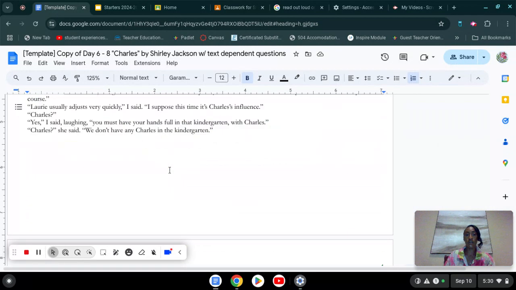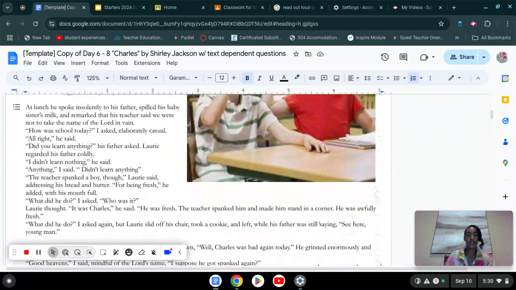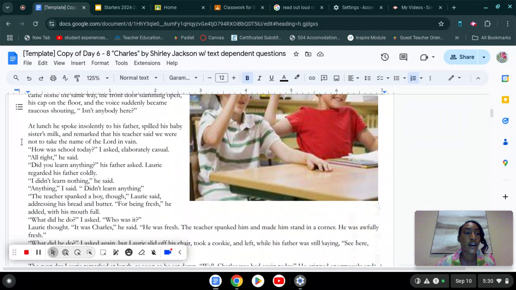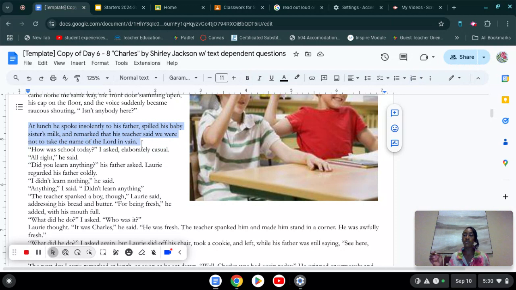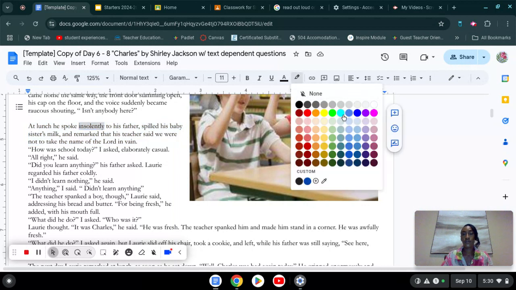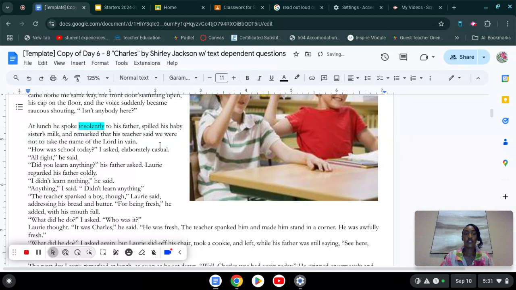All right, so let me go all the way back up. I'm on paragraph number 2. "At lunch, he spoke insolently to his father, spilled his baby sister's milk, and remarked that his teacher said we were not to take the name of the Lord in vain." When you're speaking to somebody insolently, you're being very rude. That's what the word insolently means. Go ahead and highlight this word. To be insolent means you're being very rude.